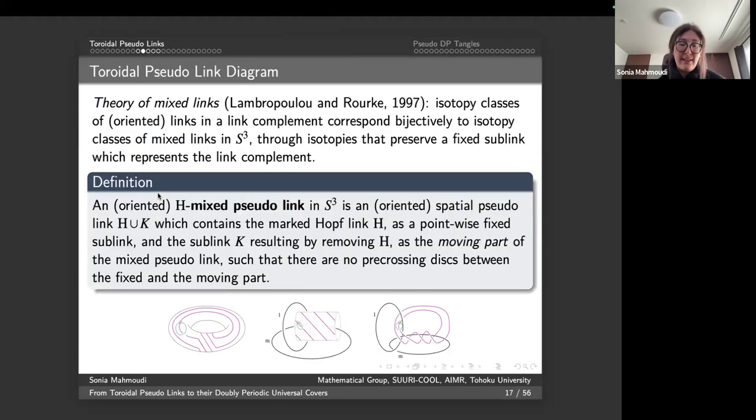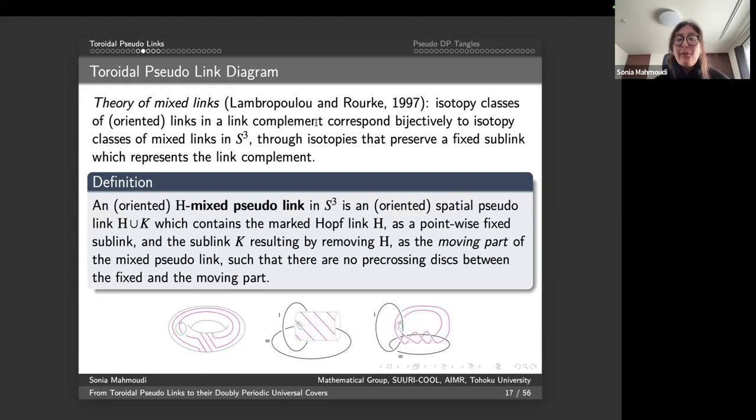So what is the theory of mixed link? This was actually studied by Sofia Lambropoulou and Lulk together almost 30 years ago. And the main point here was to be able to study links in an oriented, compact and connected three-manifold, and to describe these links as some kind of mixed link in S3, to eventually reduce the complexity of the study.